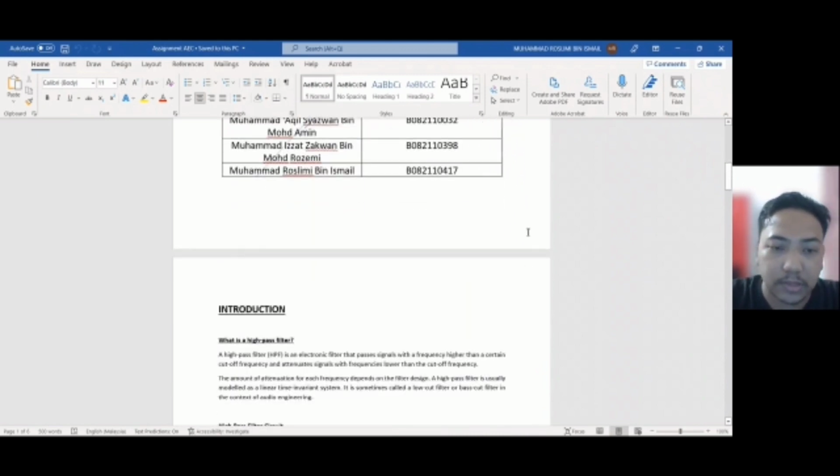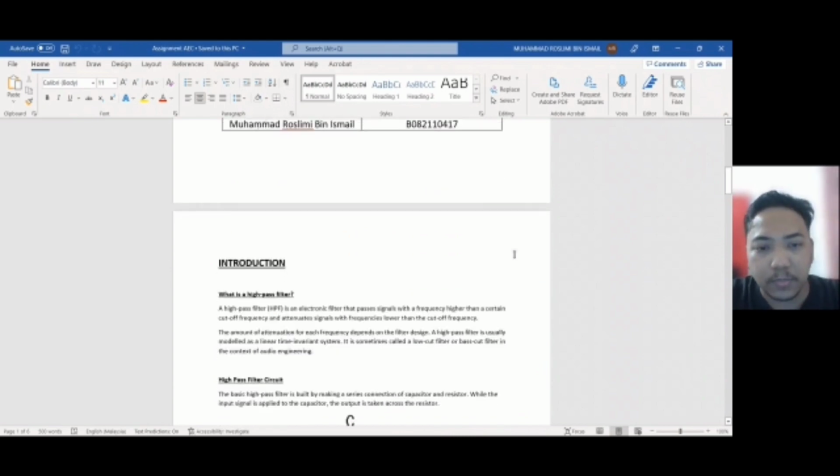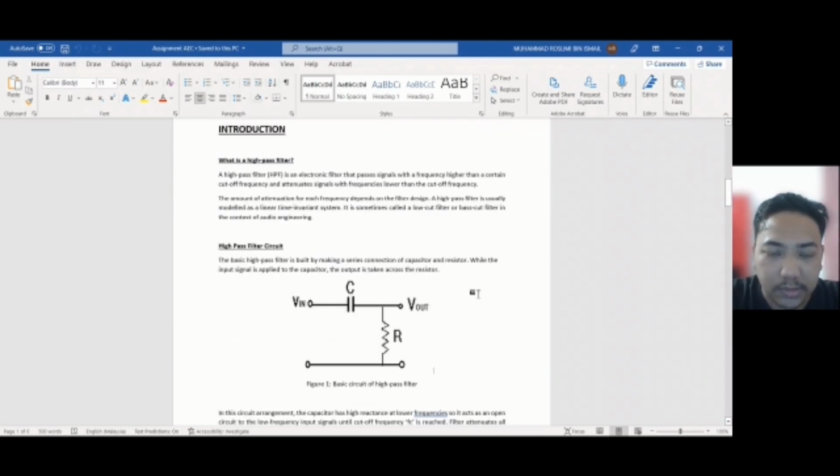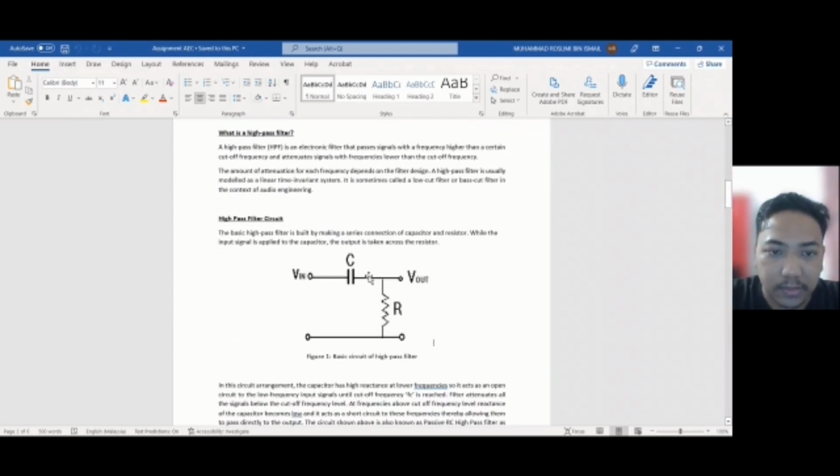I will give an explanation about what a high pass filter is. A high pass filter is an electronic filter that passes signals with a frequency higher than a certain cutoff frequency and attenuates or rejects signals with frequencies lower than the cutoff frequency. As you can see, this is a basic circuit for a high pass filter, where we have a capacitor connected in series with a resistor.